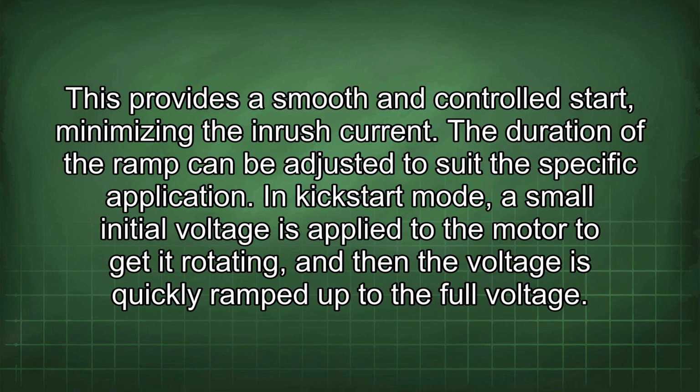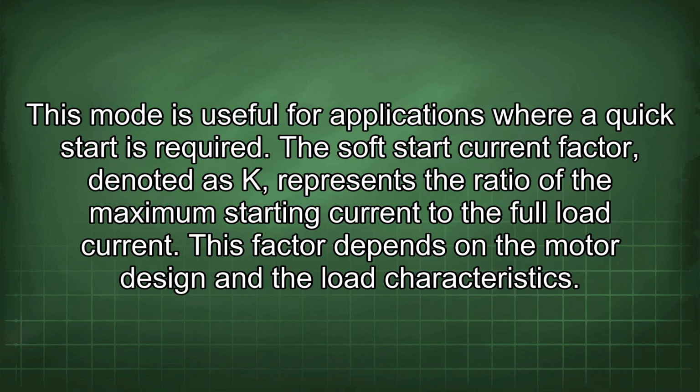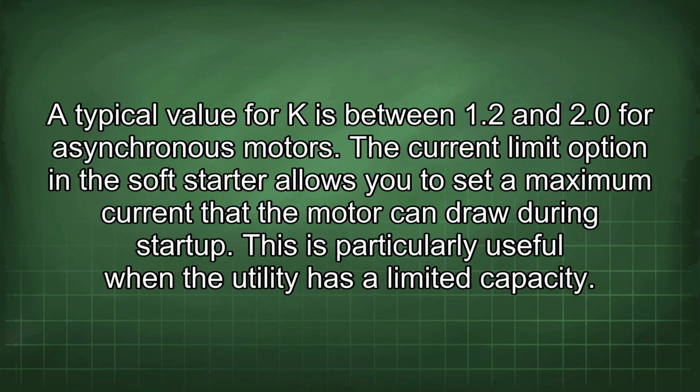The duration of the ramp can be adjusted to suit the specific application. In kickstart mode, a small initial voltage is applied to the motor to get it rotating, and then the voltage is quickly ramped up to the full voltage. This mode is useful for applications where a quick start is required. The soft start current factor, denoted as K, represents the ratio of the maximum starting current to the full load current. This factor depends on the motor design and the load characteristics. A typical value for K is between 1.2 and 2.0 for asynchronous motors.